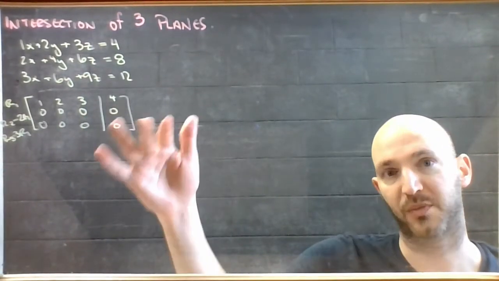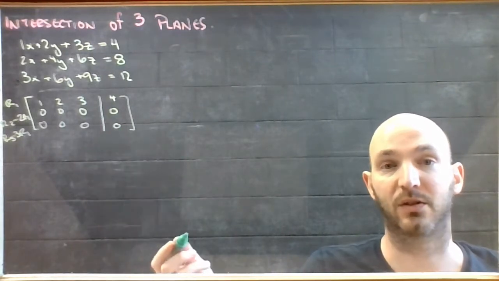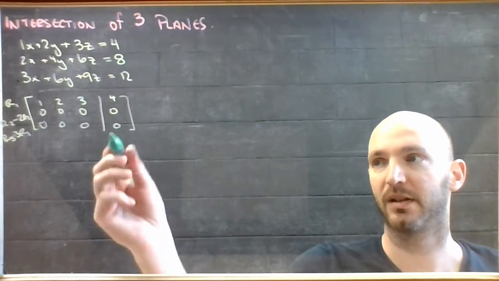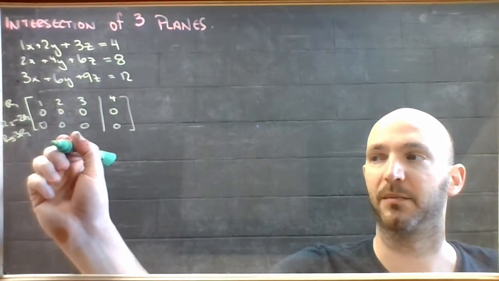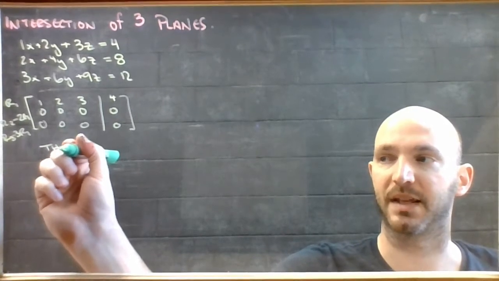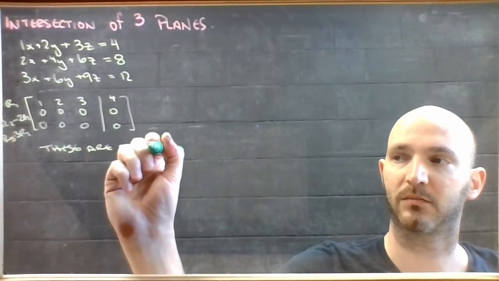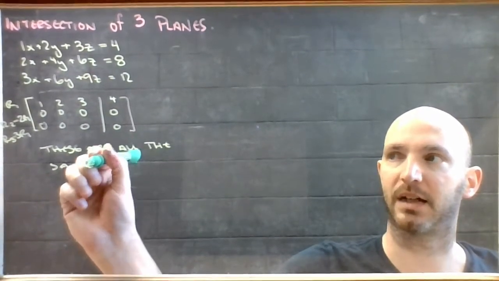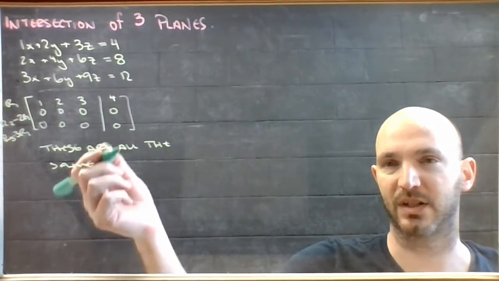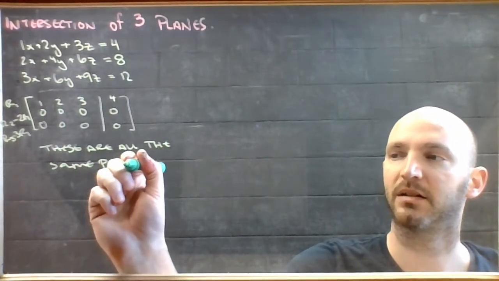So in this particular instance, I've ended up with 3 coplanar equations. So if this happens to you, that everything drops out, these are all the same plane. And you maybe could spot that just looking at the equations. You didn't actually have to put them in the matrix to do it. These are all the same plane.